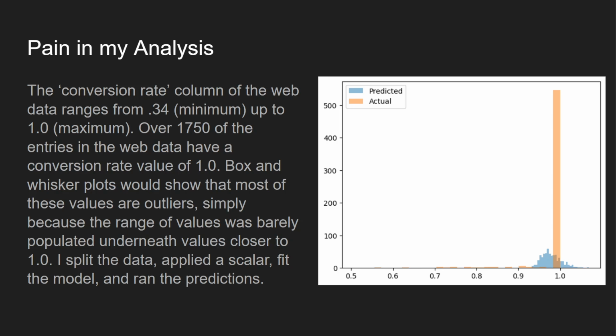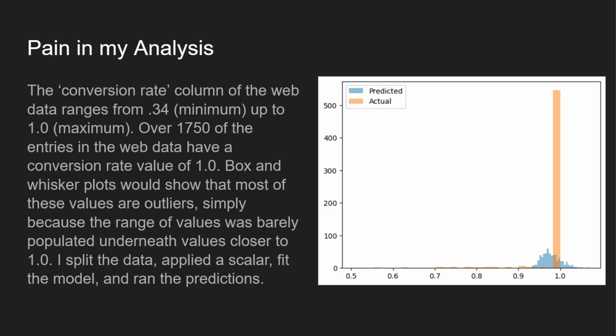So this one I said pain in my analysis. I really didn't like this graph when I brought it up. The conversion rate column of the web data ranges from 0.34 minimum up to 1.0, and over 1,750 of the entries in the web data have a conversion rate value of 1. Box and whisker plots would show that most of these values are outliers simply because the range of values was barely populated underneath values closer to 1.